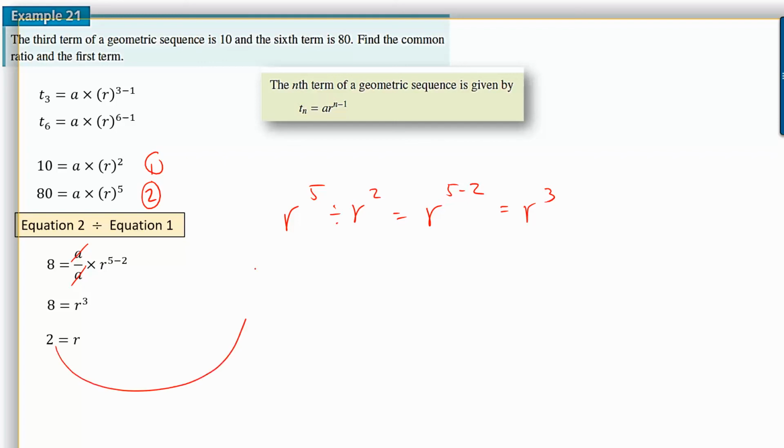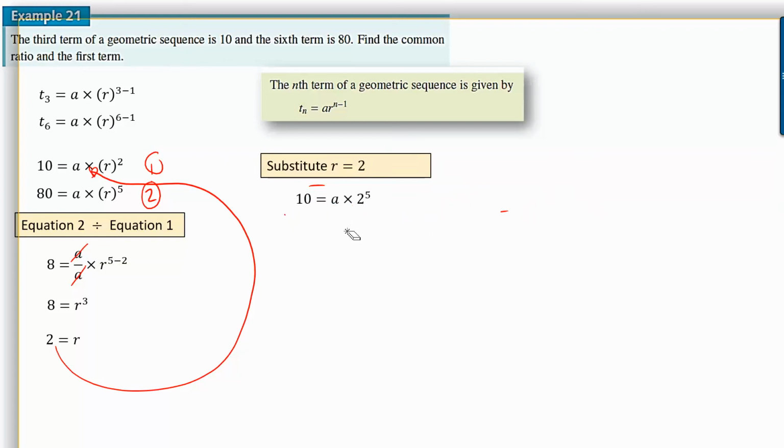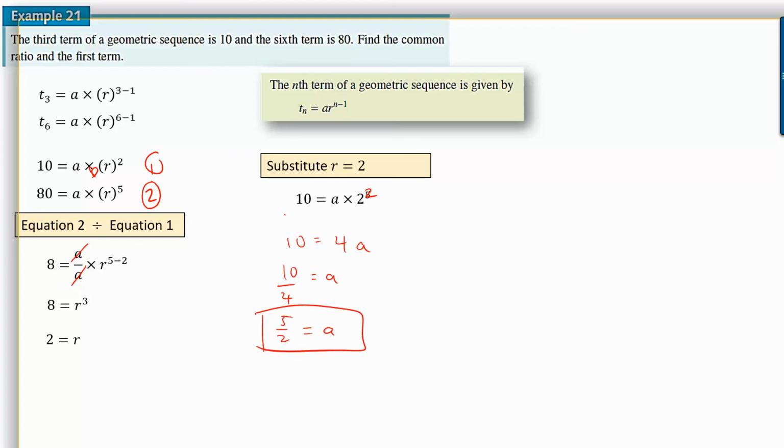How? Substitution. Substitute r equals 2 back into the first one or the second one, it doesn't matter. You're just trying to find A. So 10 equals A times 2 squared. I did it wrong. So that makes it 4A, and A equals 10 out of 4. A equals 5 on 2. How did we go? Did we get that?